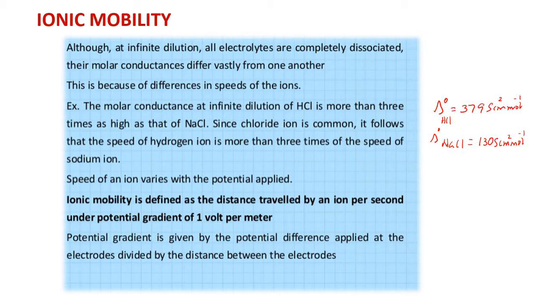So ionic mobility is defined as the distance traveled by an ion per second, that is the velocity of the ion under potential gradient of 1 volt per meter. So under unit potential gradient, and potential gradient means it's the potential difference applied at the electrodes divided by the distance between the electrodes.